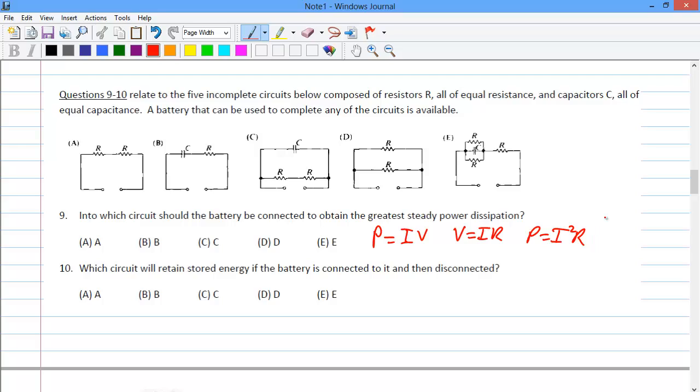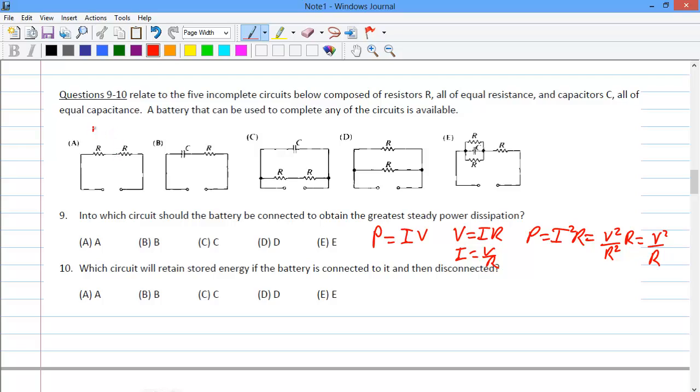So we want to find the one that has the most current or the most resistance. I can also substitute in here to get something in terms of V and R. I is equal to V over R. So if I plug it in here, I also get V squared over R squared times R, which is just V squared over R. So we can use any of these relationships to find where the greatest steady power dissipation would occur.